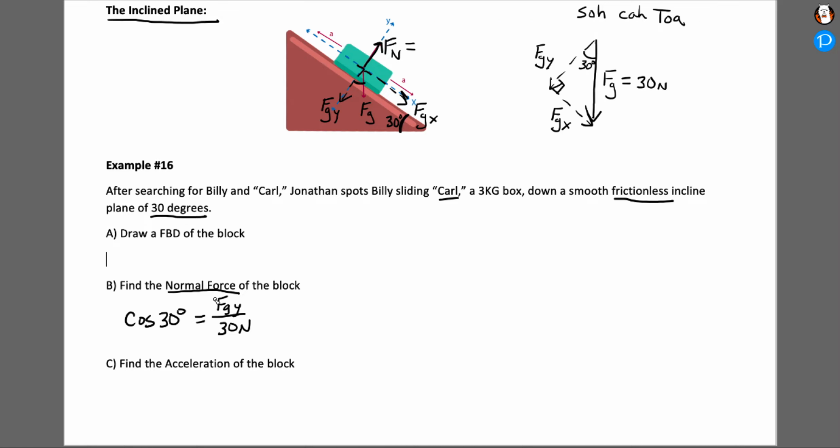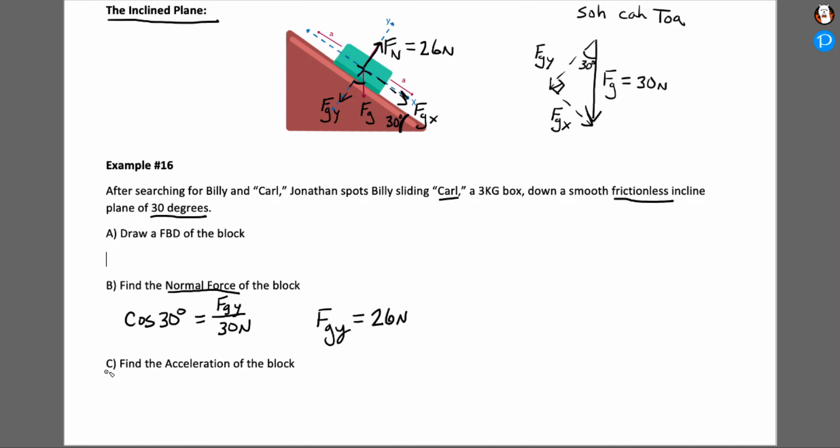And so to solve for this, I'm going to have to multiply each side by 30 newtons. So FGY is going to be equal to cosine of 30 times 30, and we should get 26 newtons. And so remember, that is this component, that's going to be equal to my normal force. So my normal force is also 26 newtons because the box is not accelerating along this axis here.